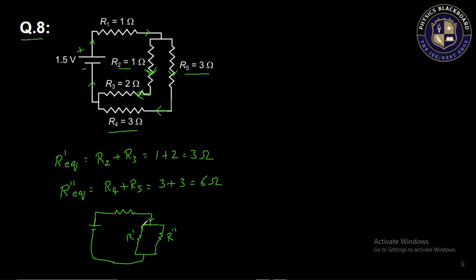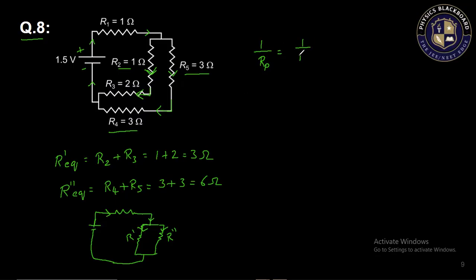The current which is passing through R dash and R double dash is different. It is dividing, right, across R dash and R double dash. So R dash and R double dash are now in parallel connection. So let's say RP, that is, those who are in parallel connection.